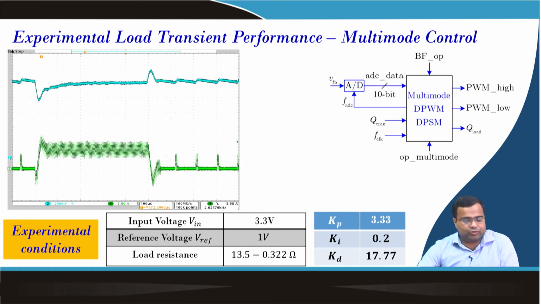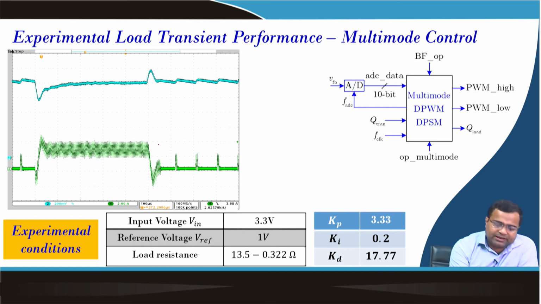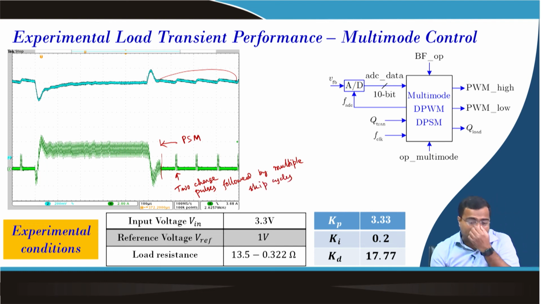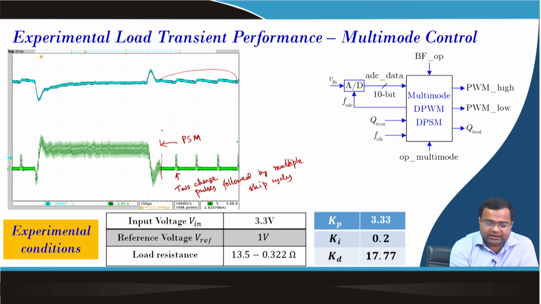Now, we are enabling multimode. So, you see here, from here PSM starts, and you can see there is a large ripple, and here there are two charge pulses followed by multiple skip cycles. Okay, PSM mode. So, this operating region is PSM mode, and from this point to this point is your PWM mode.